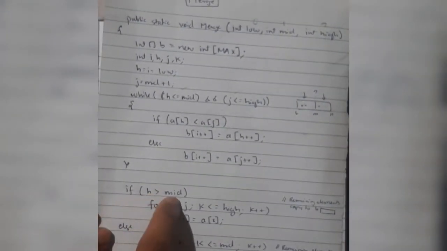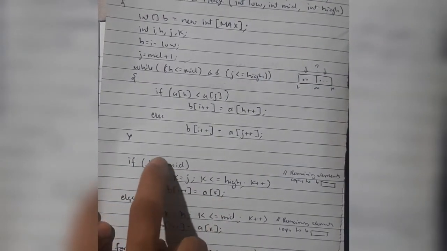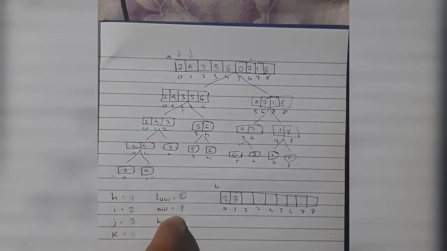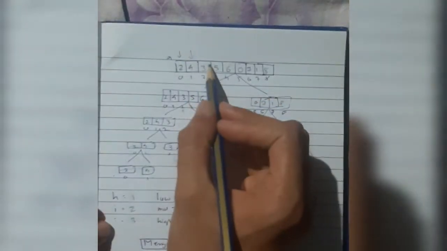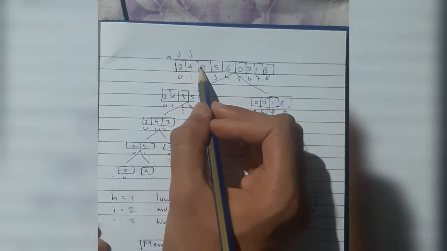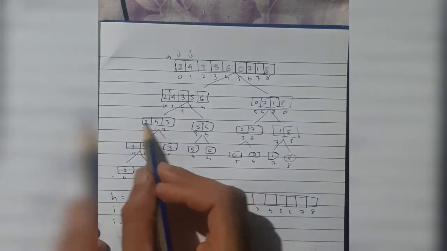If H is greater than mid, we are comparing two things. Has H crossed mid or has J crossed the end element? See, has H crossed mid? Is H greater than mid? No, it's not. It's equal. It's not greater. The next else, if it's not greater, means J has crossed the point here. See, J has become 3. This was the array which we are considering, 2 4 3.